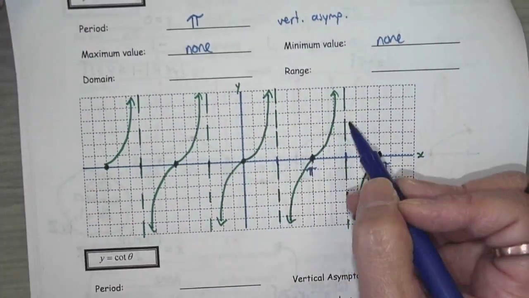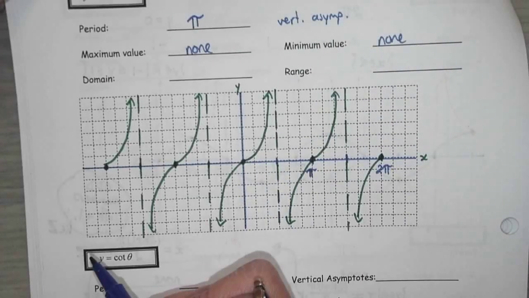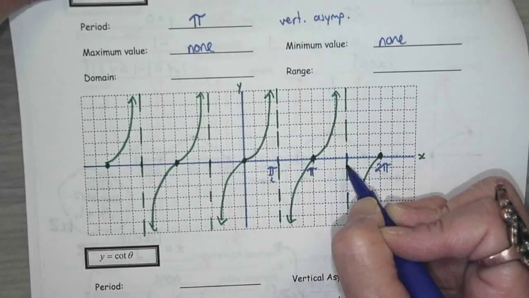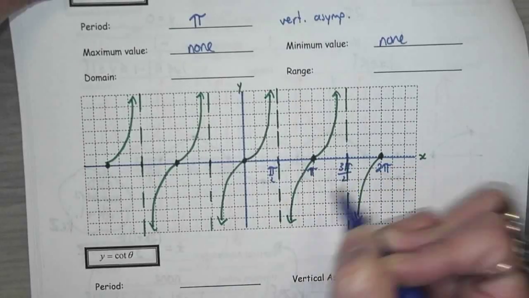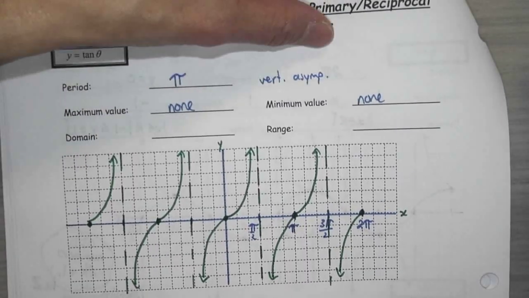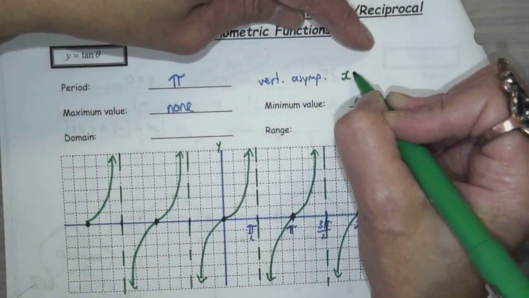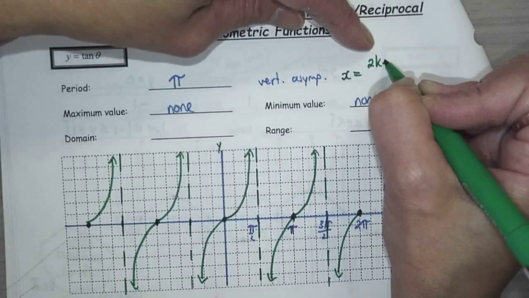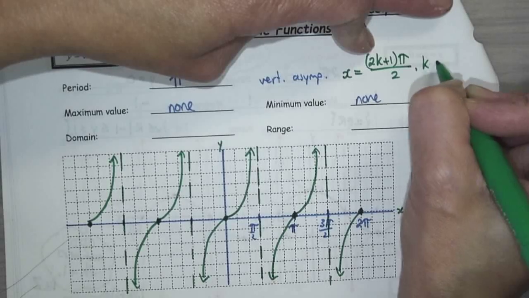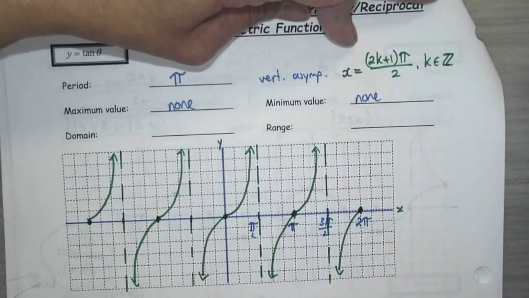So my vertical asymptotes would be every odd pi. Do you see the pattern? And that's from the cosine. So every odd pi, because this will be pi over 2, that's 3 pi over 2 for every odd pi. So again, it doesn't matter which way you do the equation, either one that we talked about on the last page. So we're going to do vertical asymptotes will be x equals (2k plus 1) pi over 2, where k is an element of the integers, right?